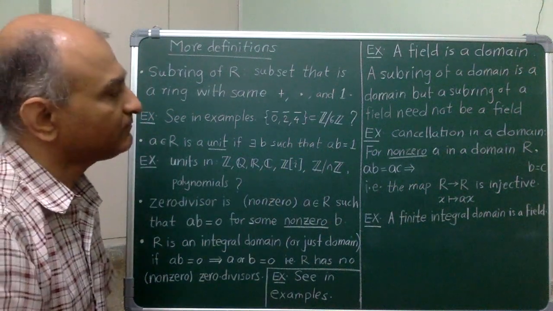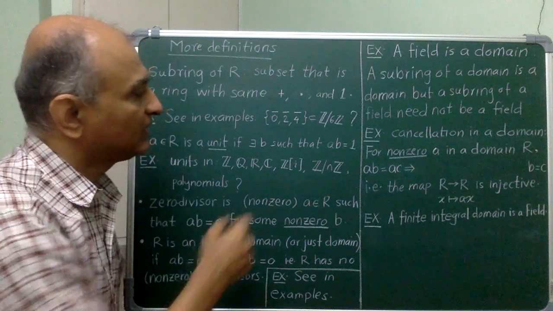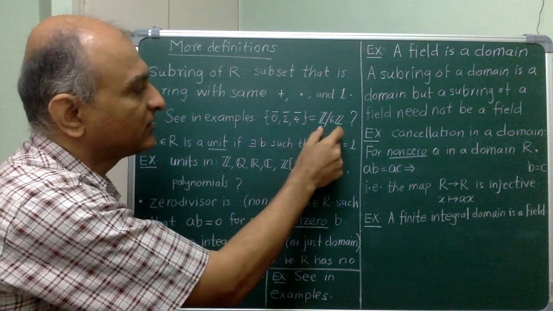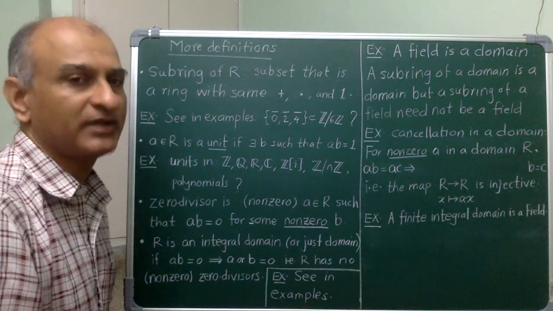6Z, and as an exercise, please check for yourself right now that this subset under the operations inherited from this ring is a ring in its own right. So do it now.